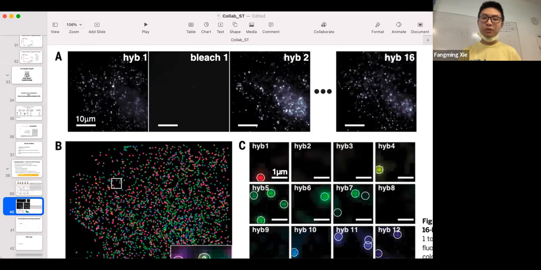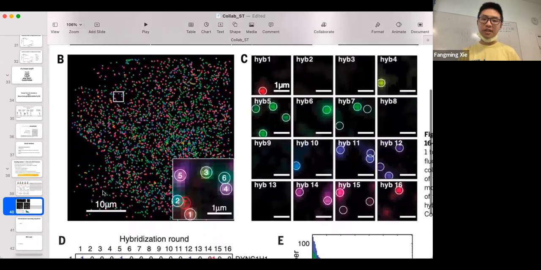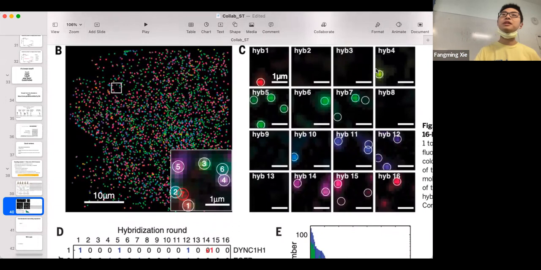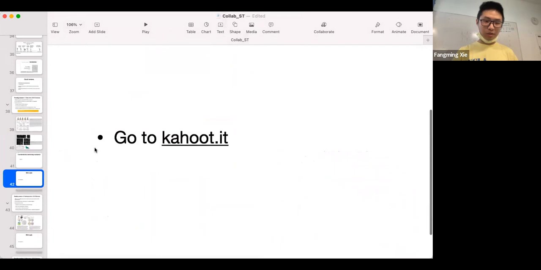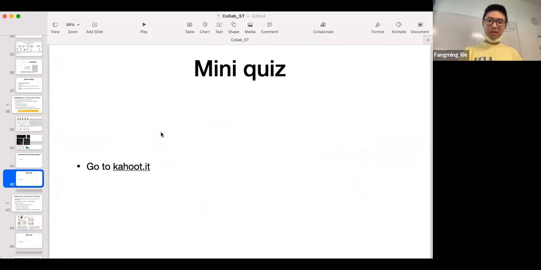And by the way, figure two is just experimental data. They show each point is one RNA, and with repeated rounds of imaging, the same point gets lit up in different rounds if you focus on one. And in the end, they collect the bits across different rounds. So we explained this. And so, yeah, let's take a mini quiz, and it's going to be fun.